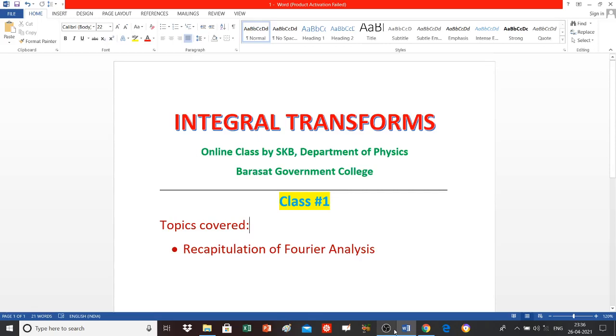Dear students, I hope that all of you are well, and we will be learning about the chapter integral transforms. Now, what is an integral transform? An integral transform is a mathematical tool with which we can easily solve different kinds of boundary value problems.